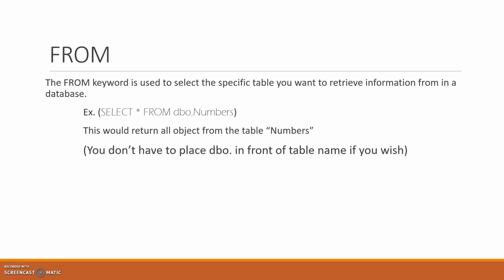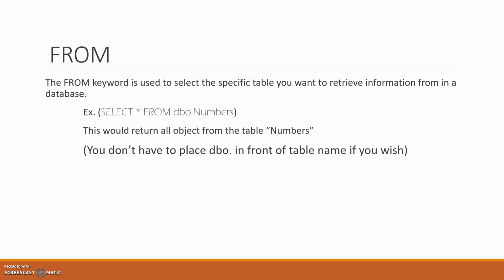So first off, we have the from keyword. The from keyword is used to select specific tables that you want to retrieve information from in a database. So I have an example here. Just a heads up, I'm using a fake numbers table from a database, just used for my examples so I can kind of show you how it works.